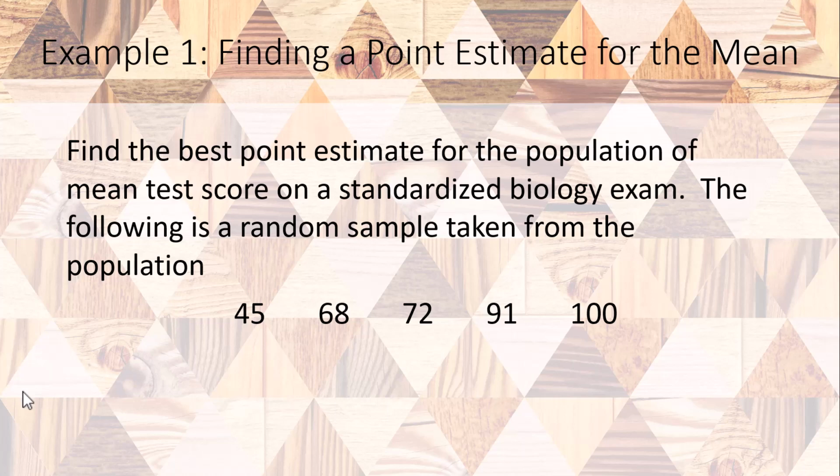Well, that would be the sample mean. How would we compute the sample mean? Well, the sample mean is computed by adding up the samples and dividing by the number of samples. This will give us 376 divided by 5, which happens to be 75.2. So my sample mean is equal to 75.2. Boom, we're done.